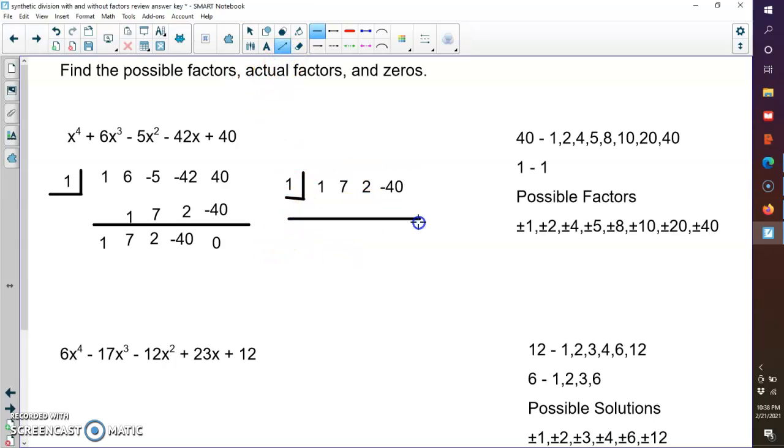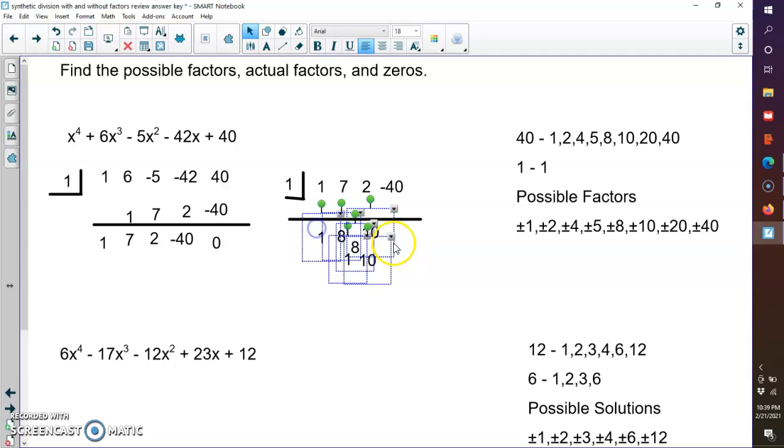So with 1, we're dropping the 1 down. 1 times 1 is 1. 7 and 1 is 8. 8 times 1 is 8. 8 and 2 is 10. We can already start to see it's probably not going to work. 1 times 10 is 10, and that's not going to give us 0. So let's get those numbers out of there, and let's try it with -1.